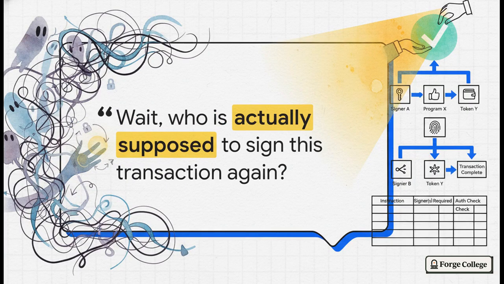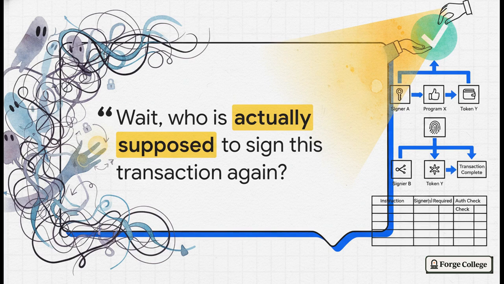I always laugh at this one because it hits the nail right on the head. Wait, who is actually supposed to sign this transaction again? Literally every EVM developer's first day migrating to Solana. In Ethereum, msg.sender is usually just handled globally and implicitly.